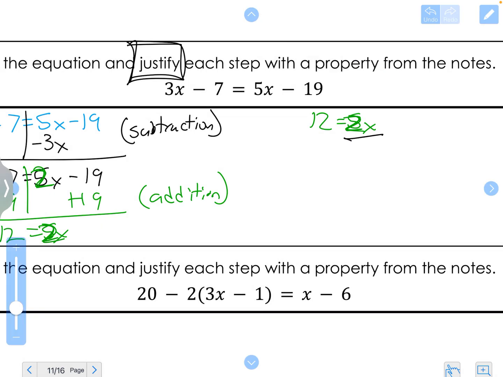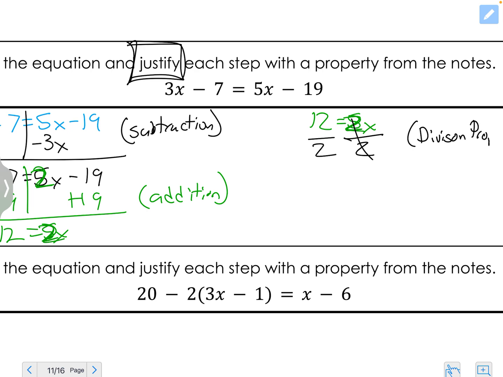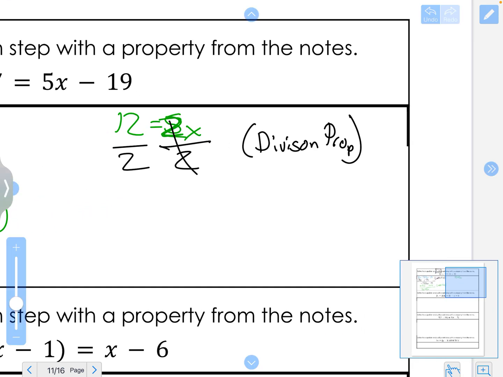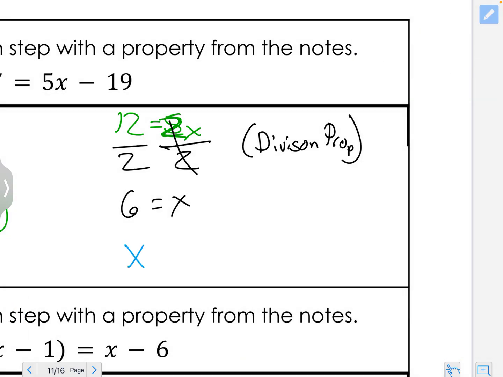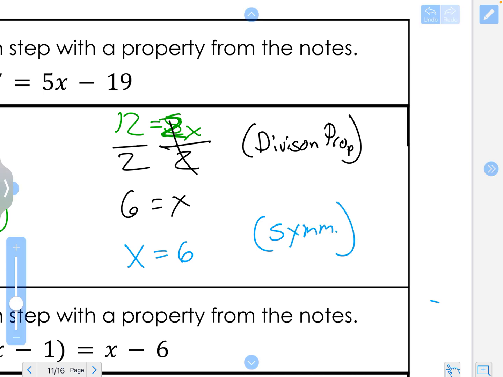So our final step is we divide both sides by 2 using our division property. And so we get 6 equals x, but we always want the x on the left side. So x equals 6, and that is our symmetric property. I'm going to abbreviate it there because, again, I'm not great at spelling it. And so that would be our final answer.